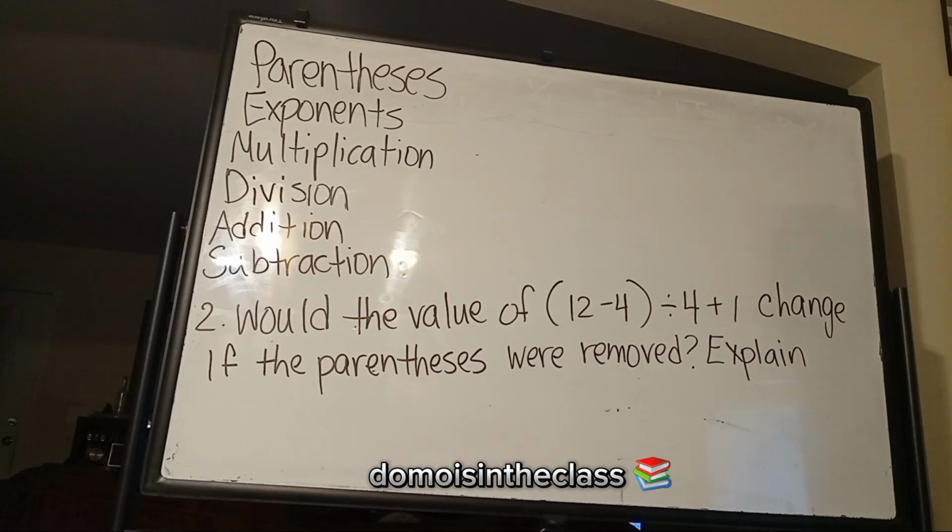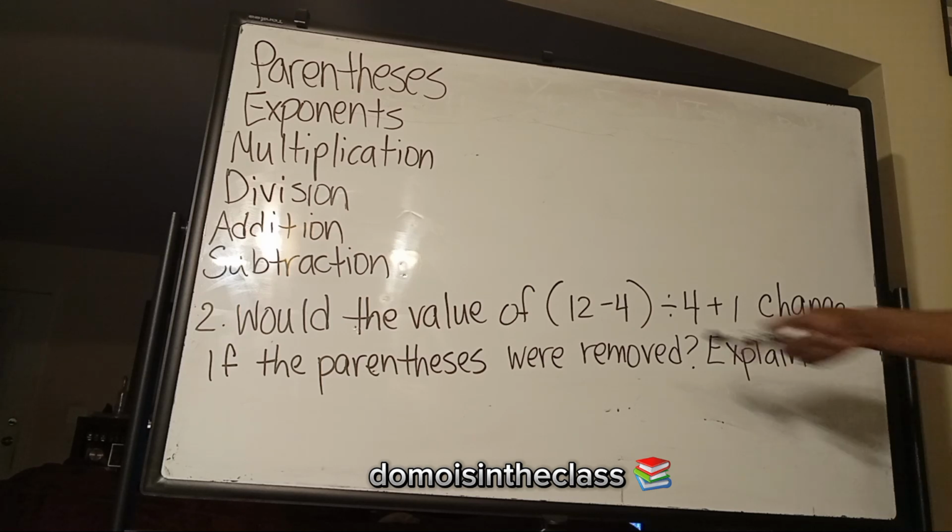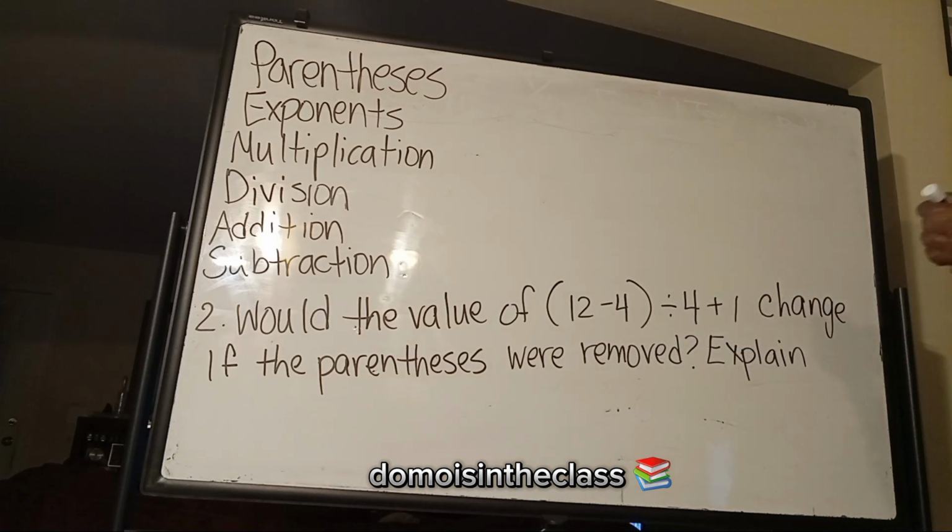All right, so for our next problem, we have: would the value of parentheses 12 take away 4 close parentheses divided by 4 plus 1 change if the parentheses were removed? And I'm going to explain. First, we're going to solve it this way so we can see what that answer is, and then we'll solve it without. So now you see the problem. I'm just going to rewrite it up here.